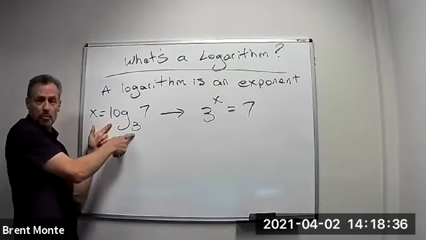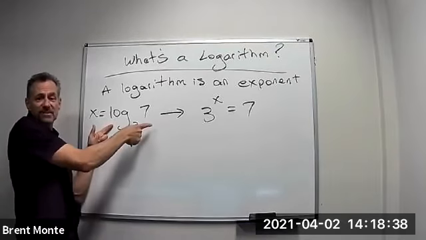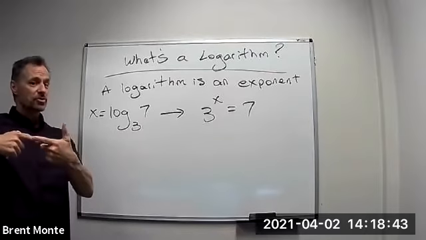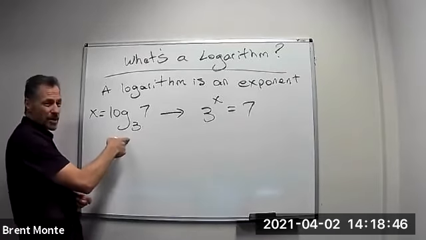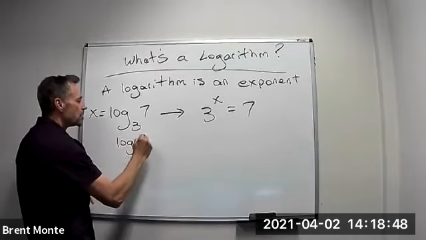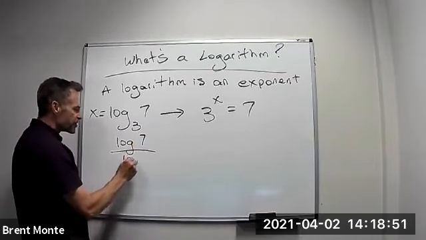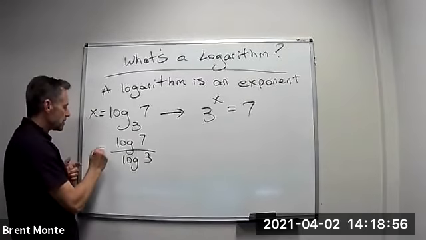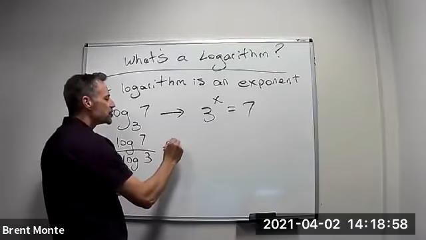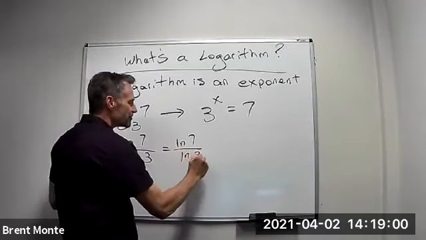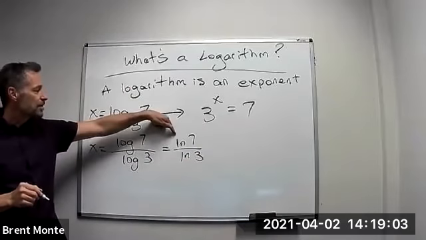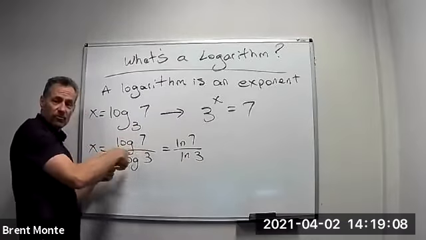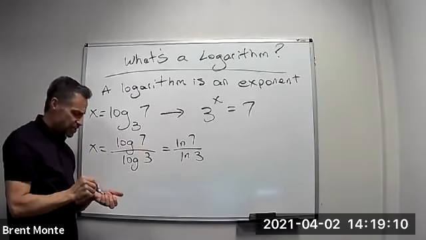Some calculators you can actually put in the base, you can put in log base 3 of 7. My calculator doesn't do that. I have to use what's called the change of base formula. So I can rewrite this as log of 7 divided by log of 3, using base 10, because my calculator has a log base 10 button. Or I can do it as ln of 7 over ln of 3. So this time it's log base e of 7 over log base e of 3. Either one of these ratios is going to give you the same answer.